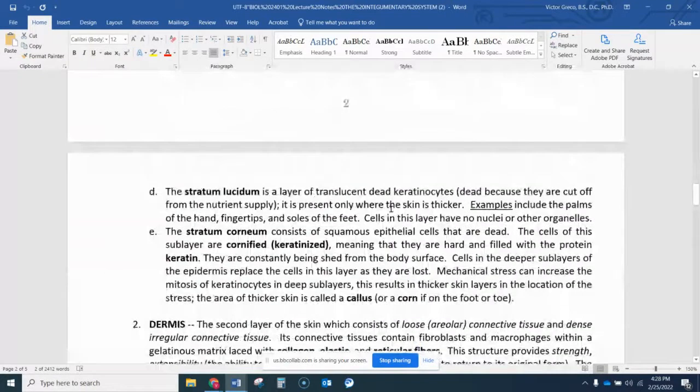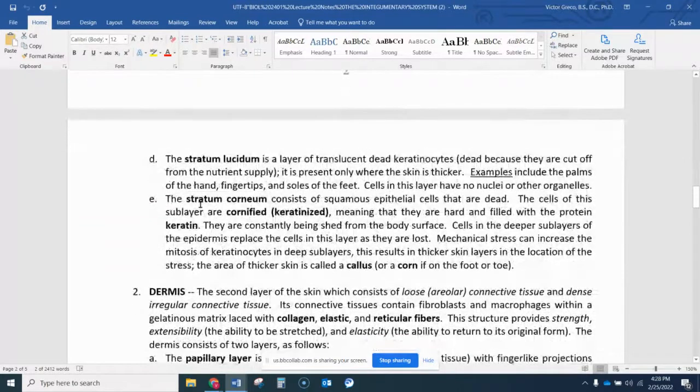Stratum granulosum, stratum lucidum. Remember, stratum lucidum is only in thick skin, palms of the hands and soles of the feet, and then the stratum corneum, which is keratinized, all that dead cell material and keratin on the superficial surface.